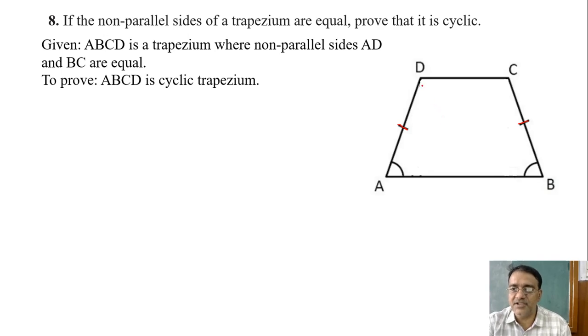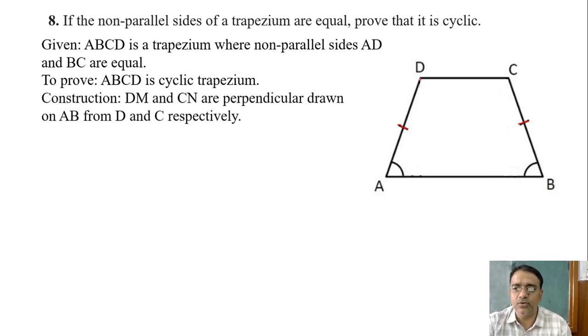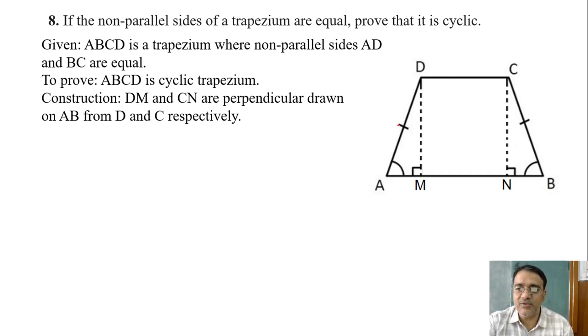Now we will do some construction. We will draw perpendicular lines from D and C. First we will draw DM perpendicular to AB, and CN perpendicular to AB. Okay, so the figure is clear. Yes, sir. Now we are going to prove these two triangles congruent. See how we prove it. First of all, AD is equal to BC. Why? Given. And these two angles are equal, each 90 degrees.